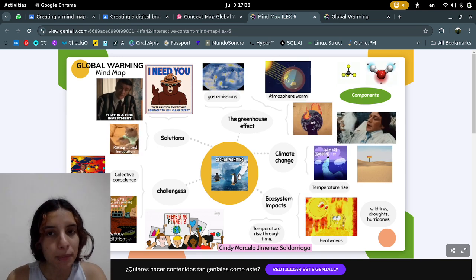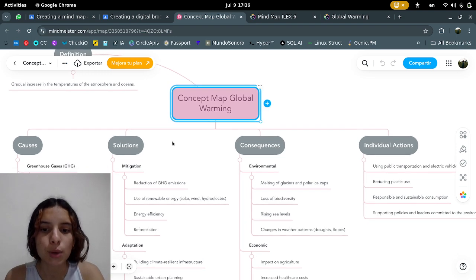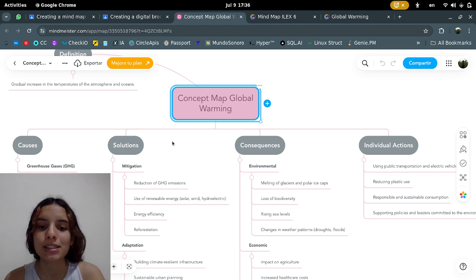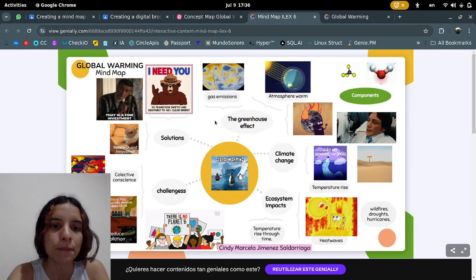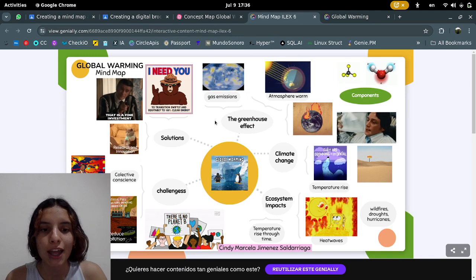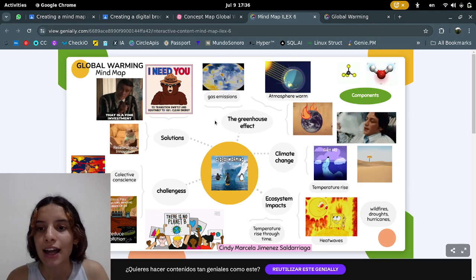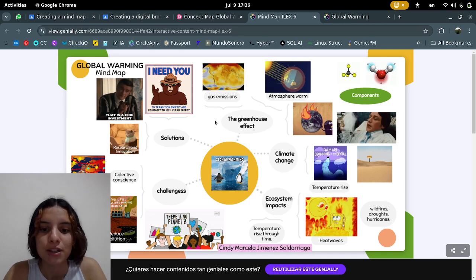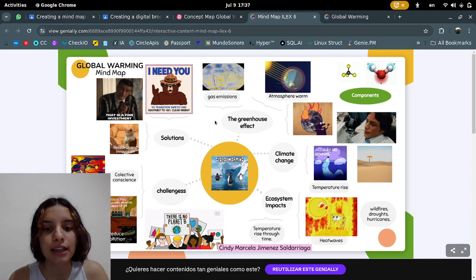So, the concept map, for example, here, is more structured and hierarchical, showing the relationship between different concepts in a clear and organized way. So it's ideal for presenting details and sequential information. However, the global warming mind map is more free association of ideas. For example, because you can add images, colors, schemes, branches. So it's easier to memorize and facilitates creative thinking.